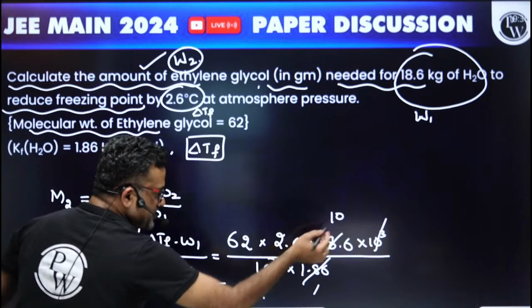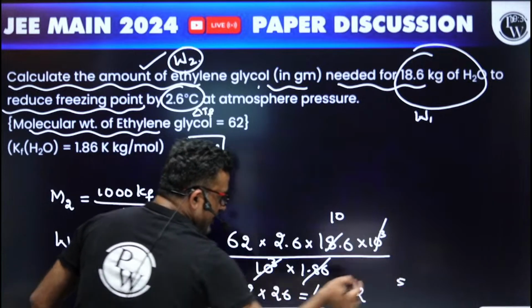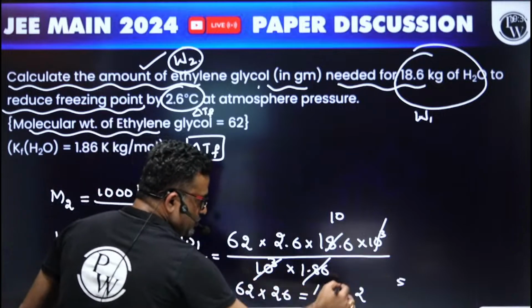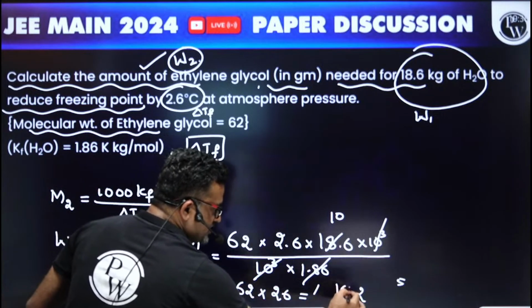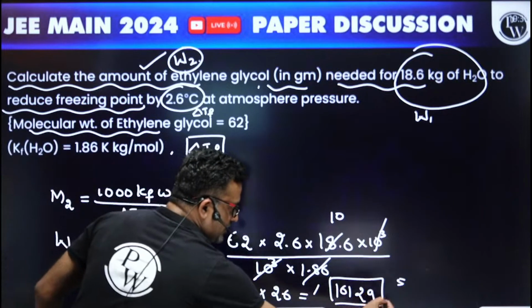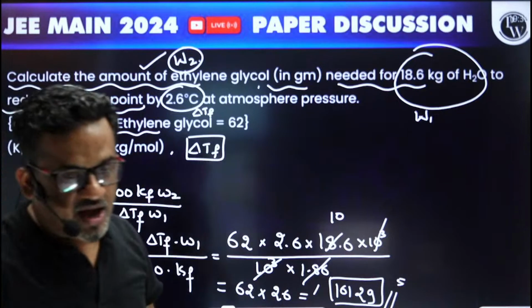62 into 2.6 into 10. 26 into 2, 52. 20 into 6, 120. 6 into 6, 36. 156, 156 plus 5, 161. These many grams is the molecular mass of the solute. W2, 1612 gram is your answer.